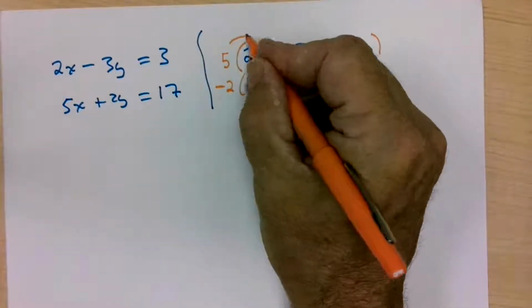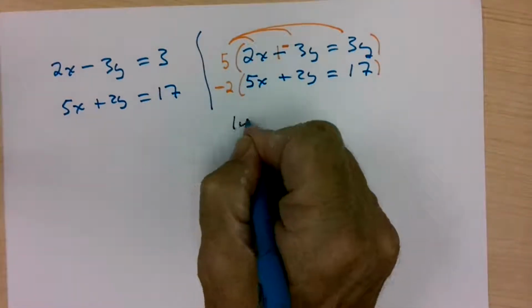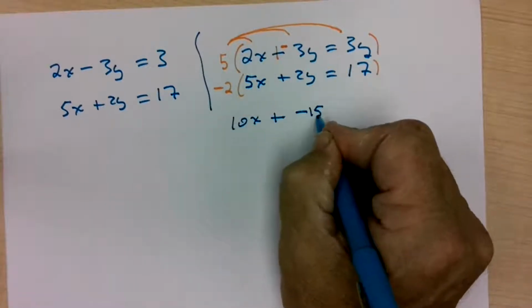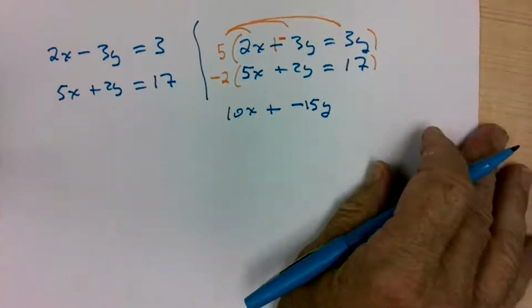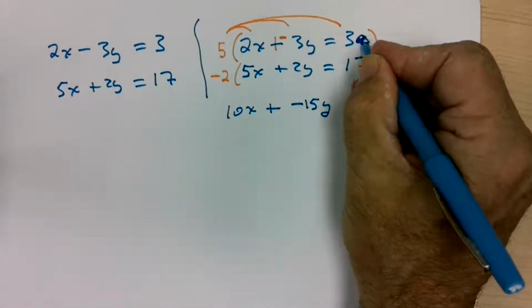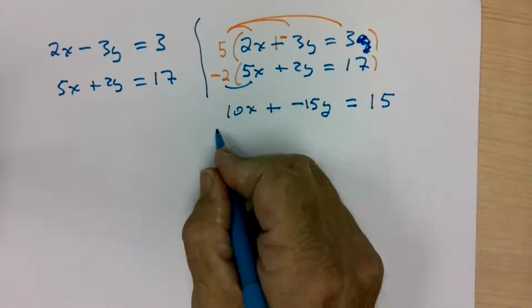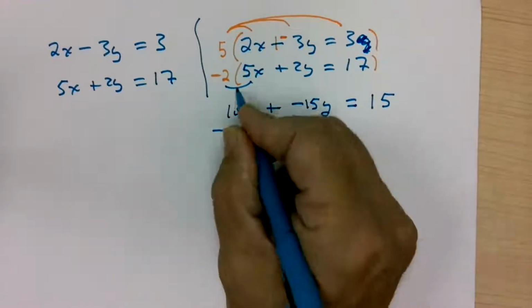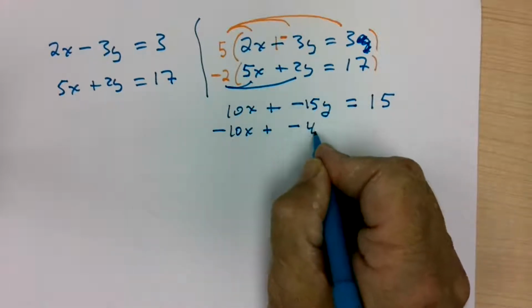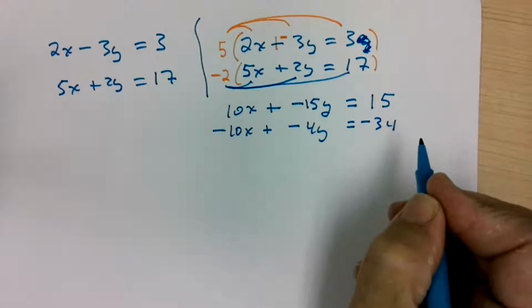And now it's time for us to distribute. 5 times 2x is 10x, plus 5 times negative 3y is negative 15y, equals 5 times 3, which is 15. Down here, negative 2 times 5x is negative 10x, plus negative 2 times 2y is negative 4y, equals negative 2 times 17, which is negative 34.